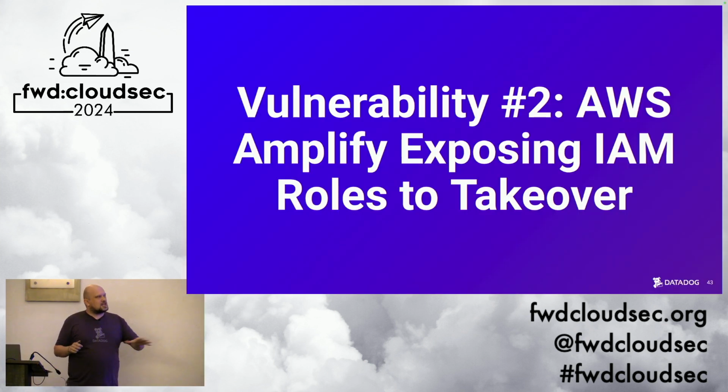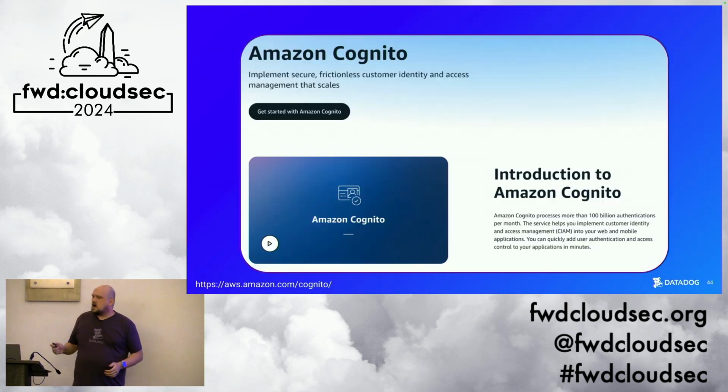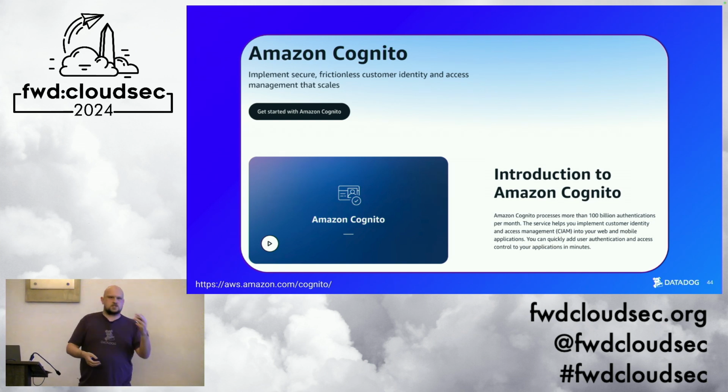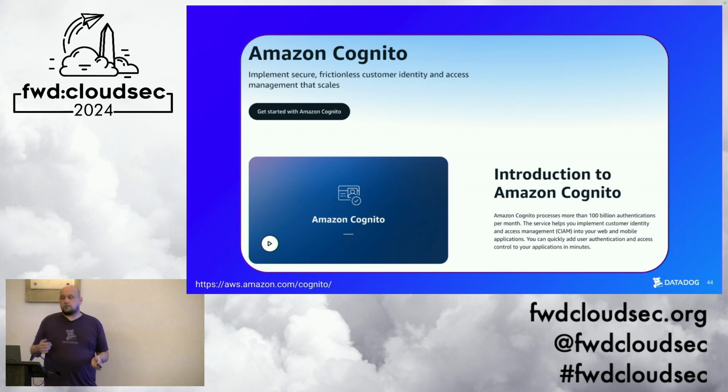And this takes us to the second vulnerability we're going to be talking about today, the AWS Amplify service exposing IAM roles to take over. To get us started on this conversation, we first have to talk a little bit about Cognito. If you're not familiar, Amazon Cognito is a sign-in as a service offering from AWS. If you don't want to handle securely storing user credentials, hashing, salting, password resets, and all that boring stuff, you can pay Amazon a small fee, and they will do that for you.